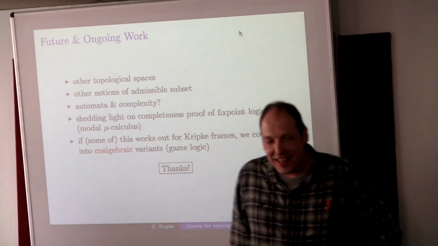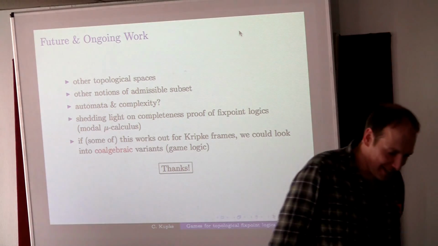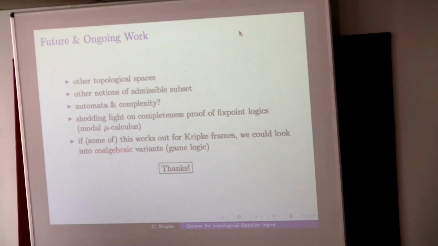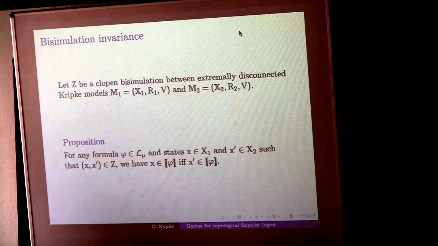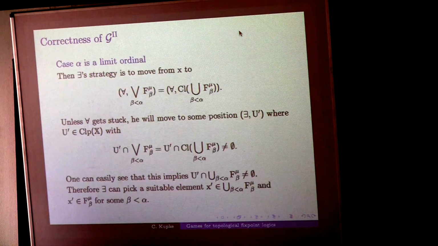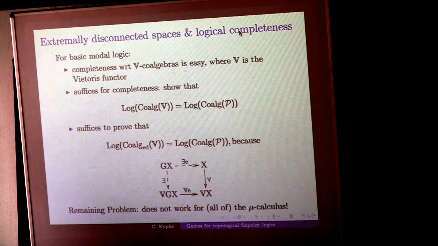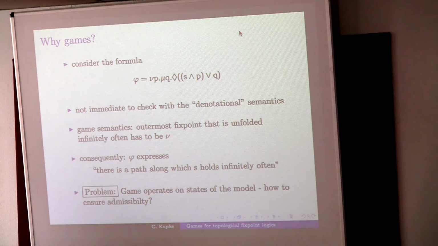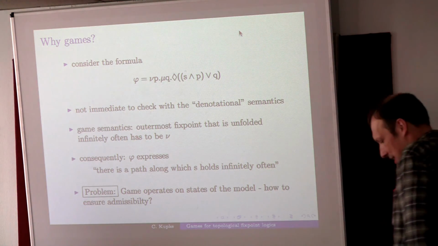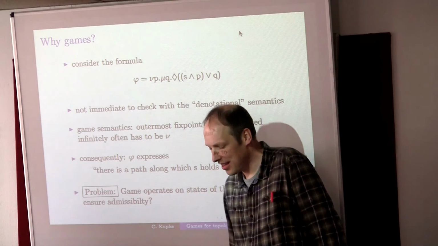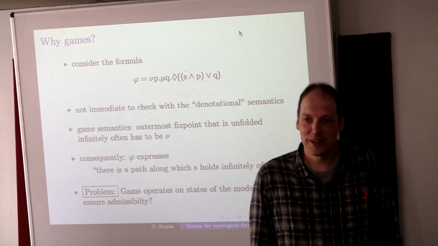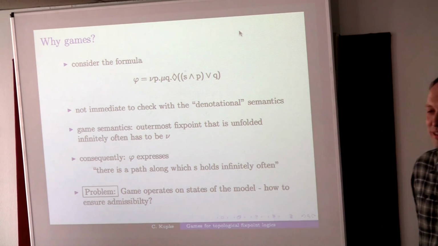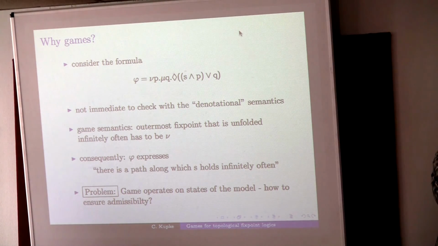You have this formula at some point where you can interpret it as there's a path along which S is infinitely often true. Yes. That was easy to see in the game-theoretic semantics. Yeah. Are there also formulas that are not so easy to see with games, but easier in the other semantics? I don't think so, but no. So games are just the answer to everything.